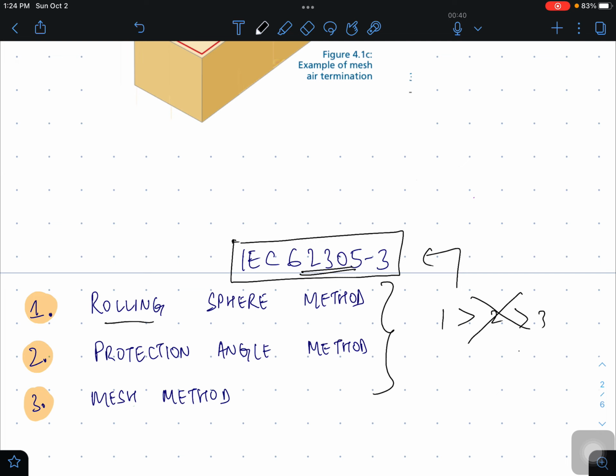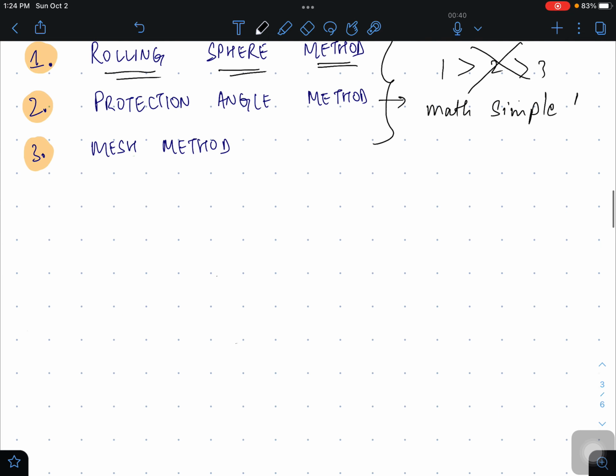However, rolling sphere is widely used because it is the more accurate one compared to the protection angle and mesh. Protection angle is basically a mathematical simplification of this method of rolling sphere. We will understand first in this lecture the basic concept behind these 2 methodologies. We will not discuss the third. In the next lecture, we will understand the math behind the protection angle method, and in the third one we will understand the math behind the rolling sphere method.